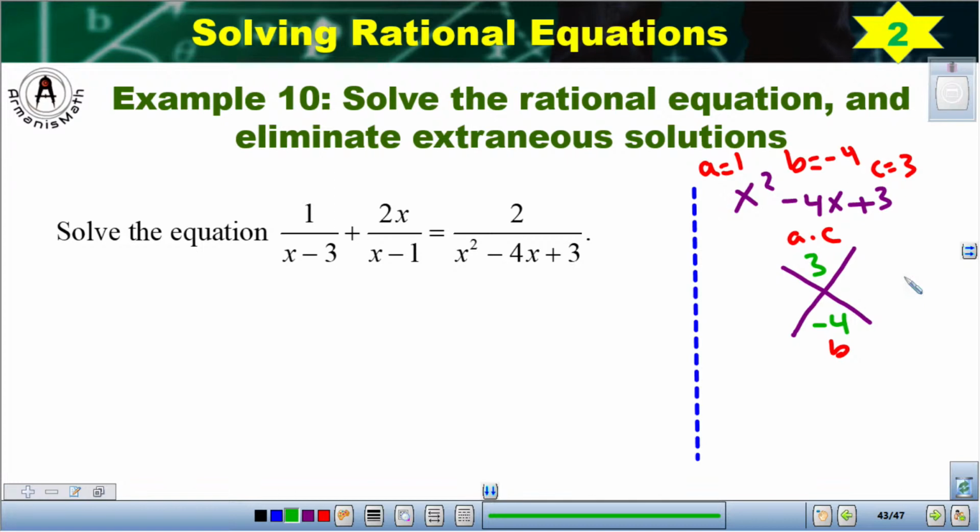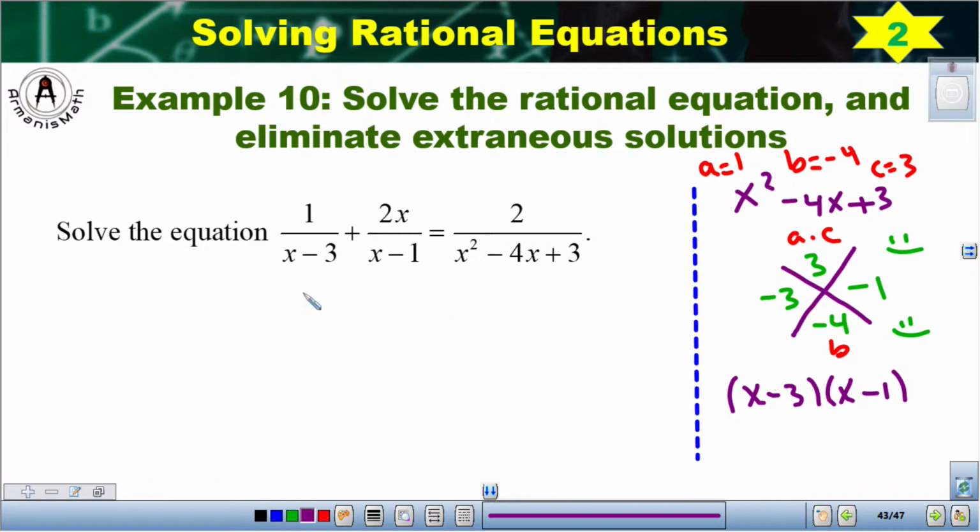Negative 3. Somebody's suggesting negative 3 and negative 1. Let's try that. Negative 3 times negative 1, that's positive 3. Negative 3 minus 1, that's negative 4. Yep, that works as well. Okay, good. So basically, I've got two factors here, and then x minus 1. All right, let's go here and see if I could just replace this dude with that.